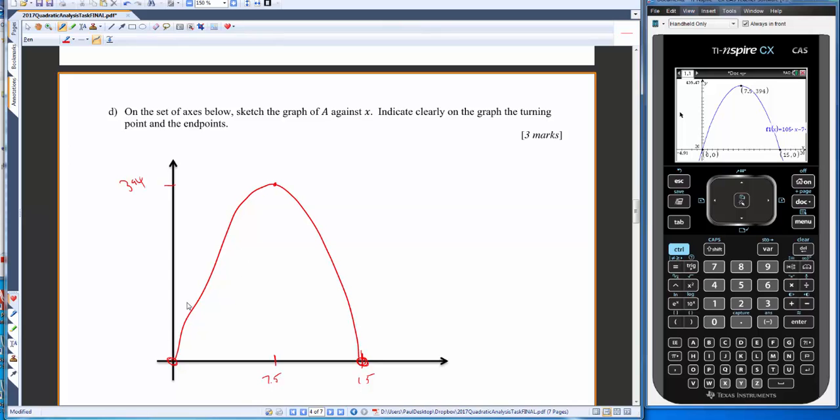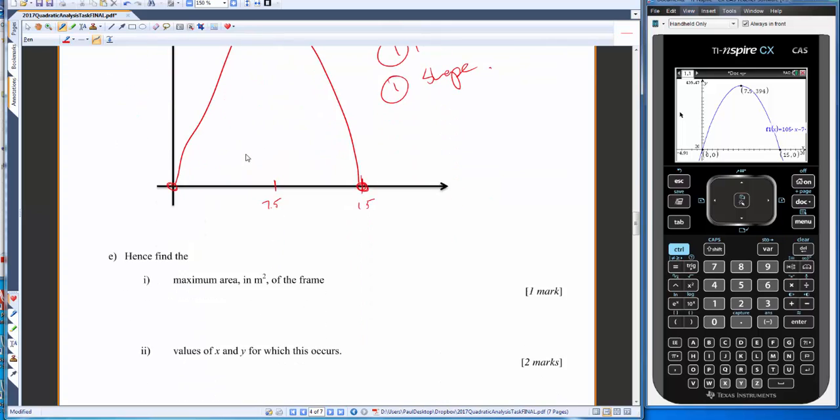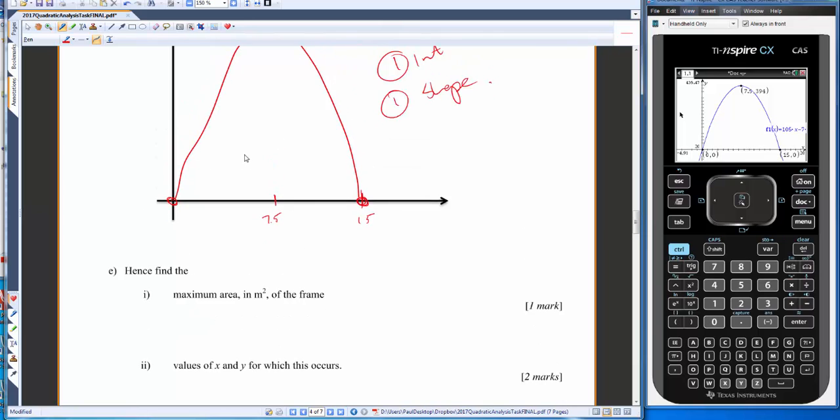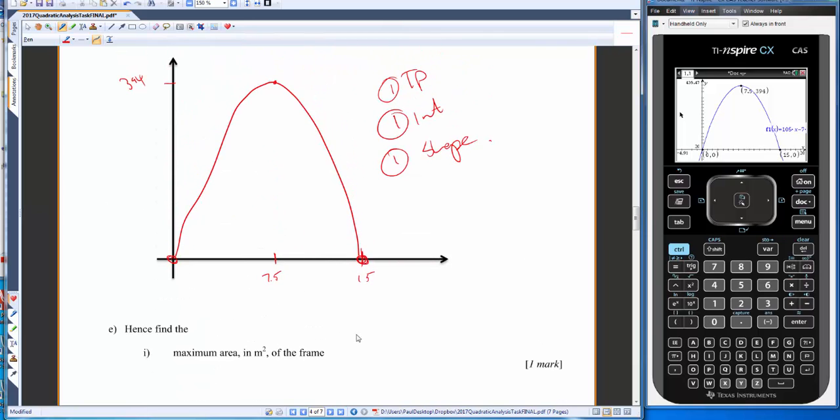Alright, so yours really need to be straight lines there, with a pen and paper. I'd make sure I get that right, okay? Because these 3 marks here, what we were looking for was 1 for the TP, the turning point, 1 mark for intercepts, and 1 mark for shape. So if yours didn't look parabolic, we knocked you down for 1 mark. Alright, hence find the maximum area in meters squared of the frame.